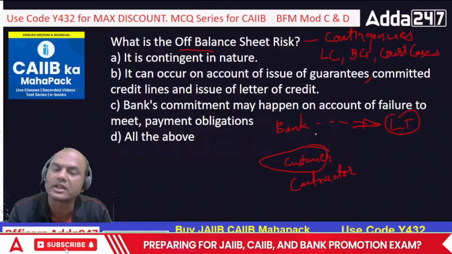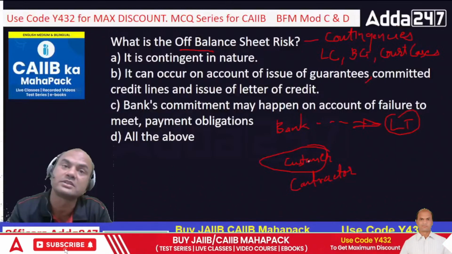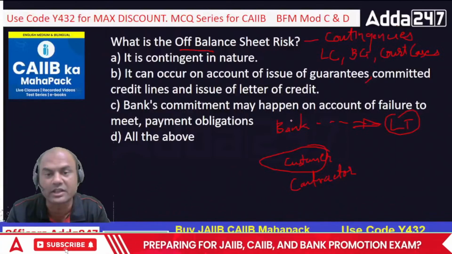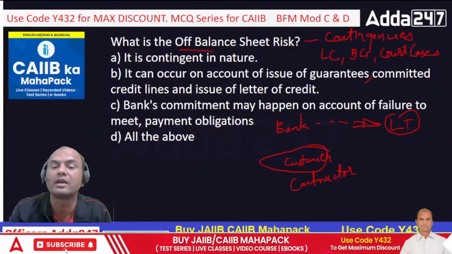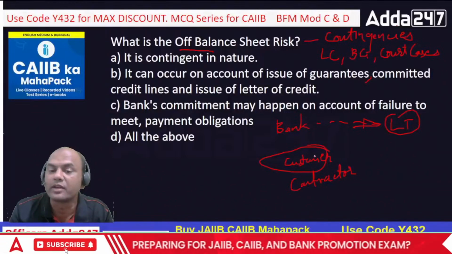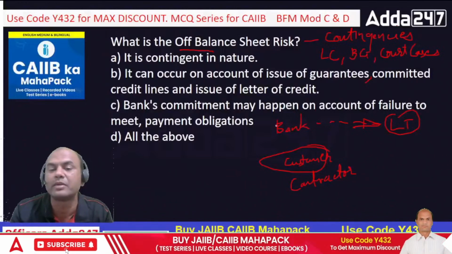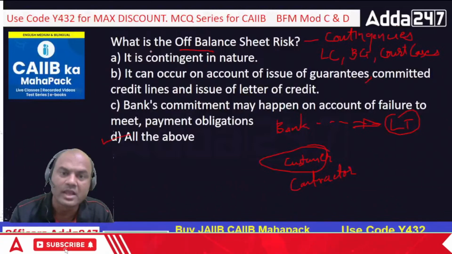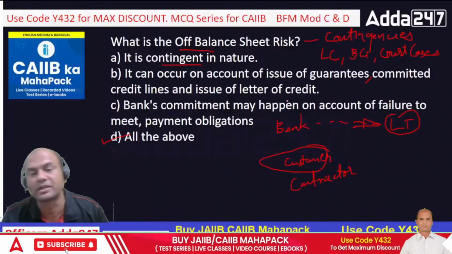If this customer now does not perform, then what happens? If this customer doesn't perform, this L&T will come to me asking for payment. So this is basically the bank's commitment on account of failure to meet payment obligations. So if this customer is not able to meet the required obligations, then only I should be paying. So the correct answer will be all of the above in this case: contingent in nature, guarantees, committed lines, and bank's commitment.